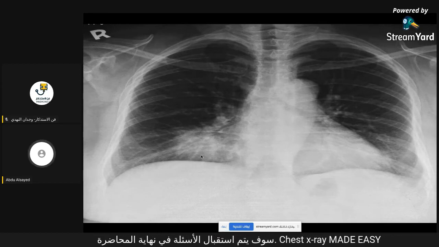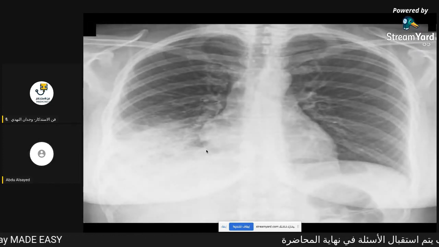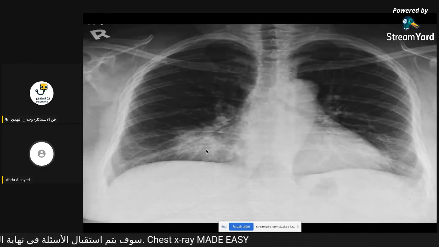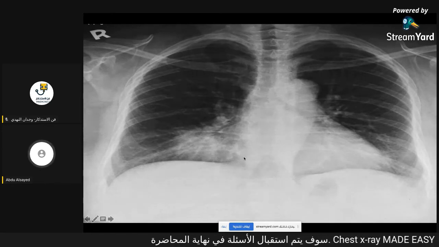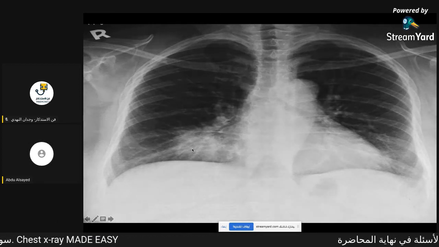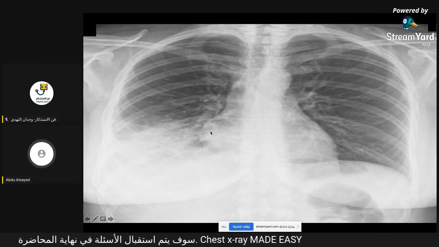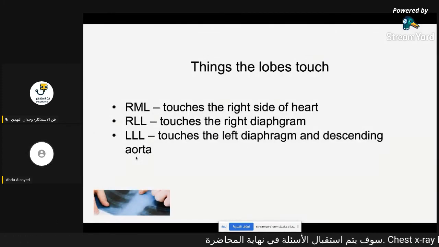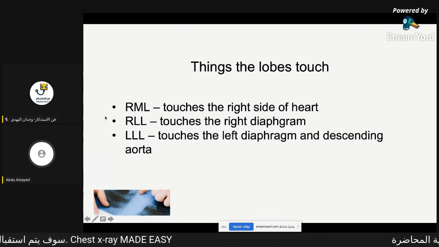As we mentioned before, the right border of the heart is in contact with the right middle lobe, not the right lower lobe. And the same here. This is in the right lower lobe, not the right middle lobe. It can be in the right middle lobe, but it is more in the right lower lobe. For that, the right middle lobe will be in contact with the right side of the heart, the right lower lobe will touch the right hemidiaphragm, and the left lower lobe will touch the left hemidiaphragm and the descending aorta.